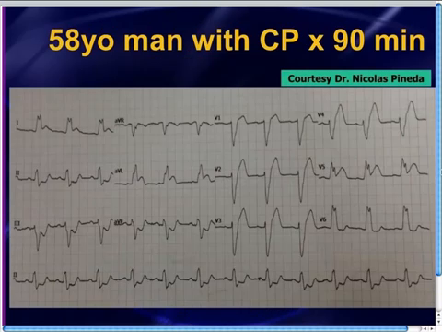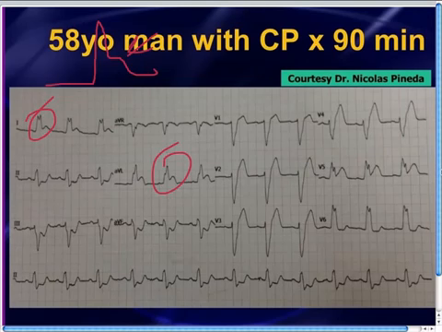Let's go back to Dr. Pineda's case. 58-year-old man with chest pain. Sgarbossa criteria A is present in a handful of leads. Remember, Sgarbossa criteria A said if the QRS goes up and the J point and ST are in the same direction, and you see this in lead 1, in lead AVL, and in lead V5. In 3 leads. By the way, they do not need to be contiguous. This works even if you see it in one isolated lead.